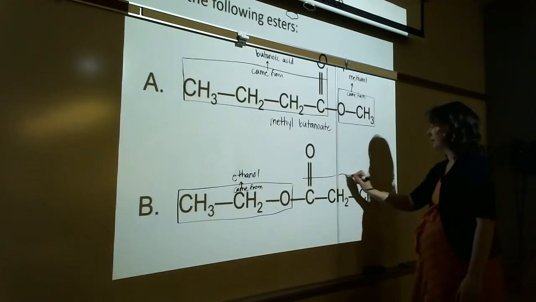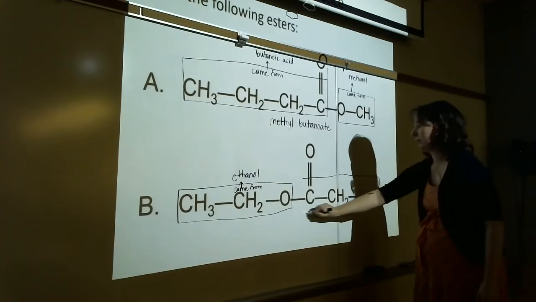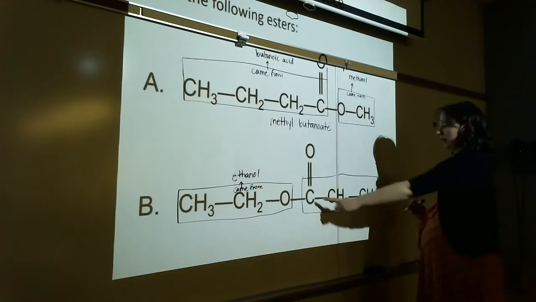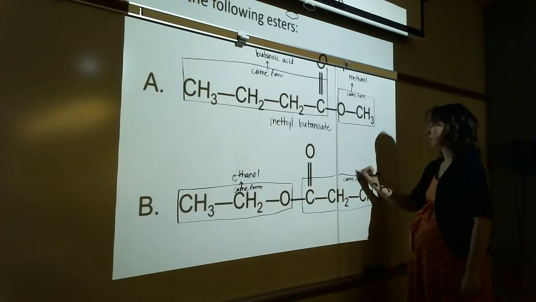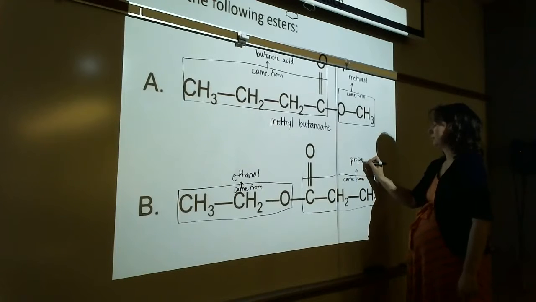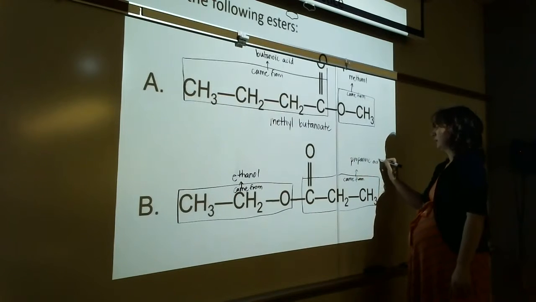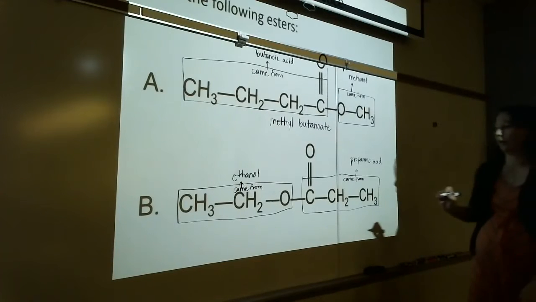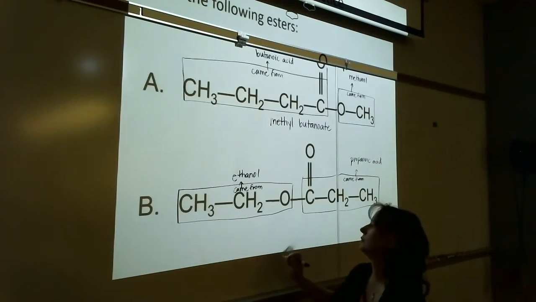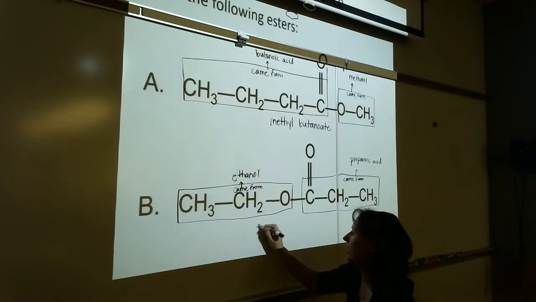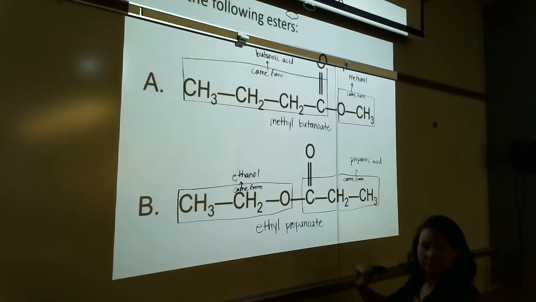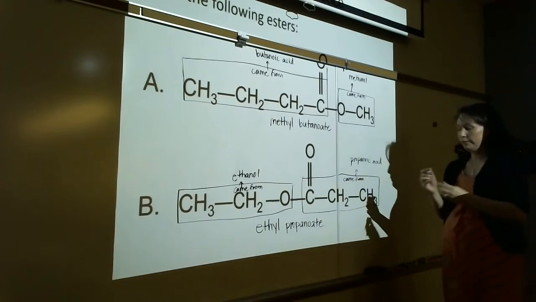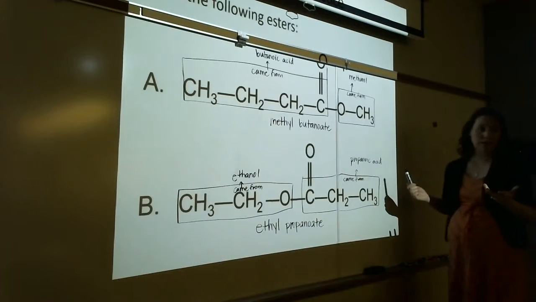And then what did this come from? Right, 1, 2, 3. This came from propanoic acid. So the name ends up being what? Propyl. No. Ethyl. Ethyl, right. Propanoate. Propanoate, good. Good. Do you feel good about how we do this?